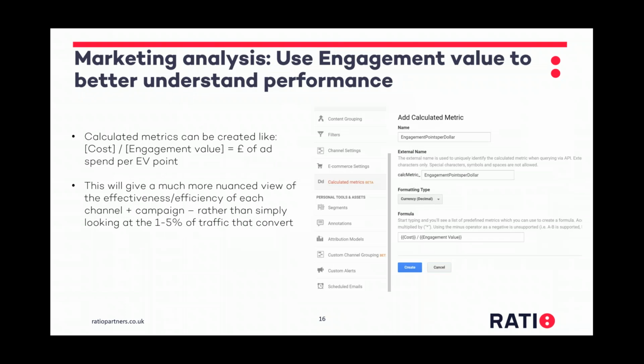As I mentioned, you can create calculated metrics in Google Analytics. You could combine your ad spend data, which might be in there because of the integration with the other Google marketing products. You could use that in a calculation with the user's engagement value to work out the cost you're spending per engagement value point that you're generating. And that could be a more nuanced way to understand how effective your ad spend is.